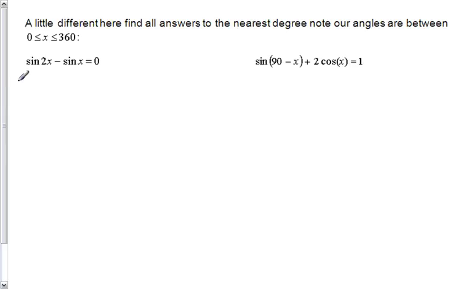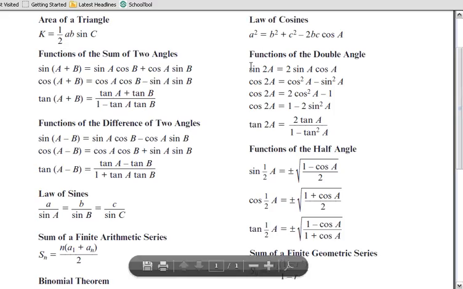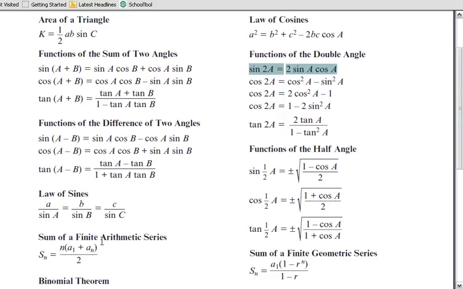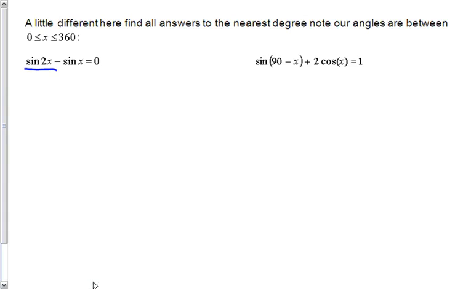Can't do it. Just like the identity unit before, sine of 2x has to change. If we bring up our reference tables, sine of 2a is right here. It's 2 sine of a cosine of a. We have to make that switch. There are no choices, you have no choice. Sine of 2a has to become 2 sine of a cosine of a. So right away, you have to sub that out. We're going to make sine of 2x into 2 sine of x cosine of x.